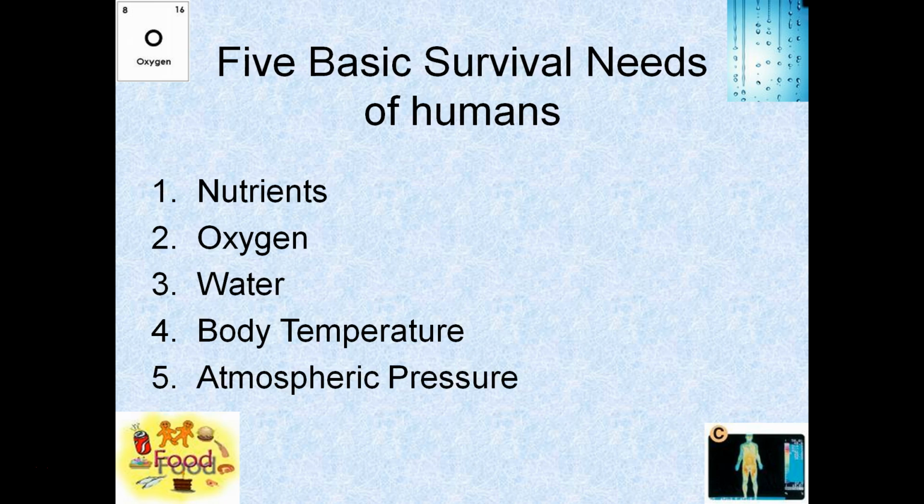And then the one that nobody ever thinks of is atmospheric pressure. This comes into play when we learn about the respiratory system. The respiratory system requires pressure on the outside of the body to help push that air inside of your lungs. Therefore, you can get the oxygen.